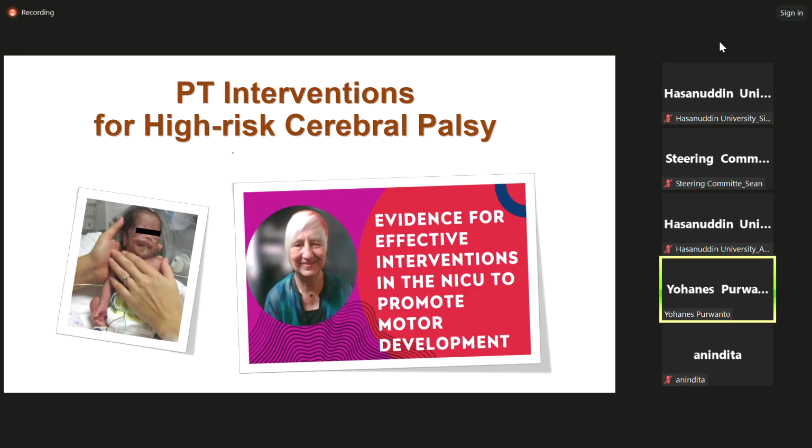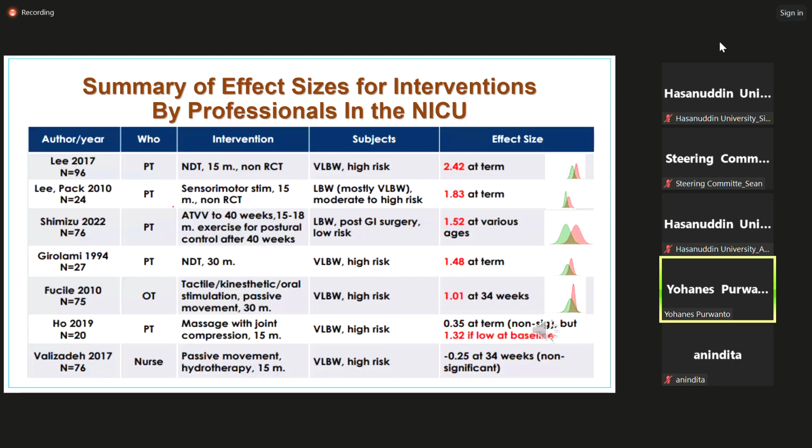I think Professor Susan Campbell, the most popular pediatric professor from the United States, made a systematic review of the evidence for effective intervention from the NICU. Here you can see a lot of interventions, for example, NDT for very low birth weight infants in the NICU. Also sensory motor stimulation, like auditory, tactile, vestibular stimulation, joint compression, passive movement, hydrotherapy. This starts from early intervention, started by professionals in the NICU.